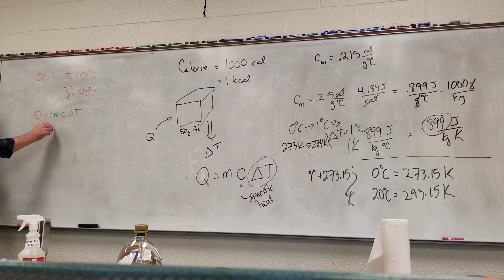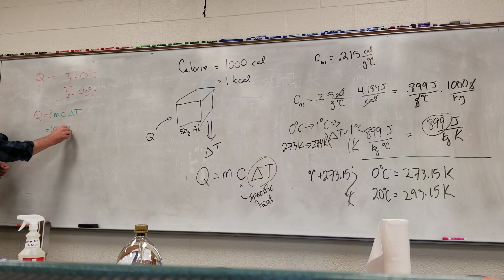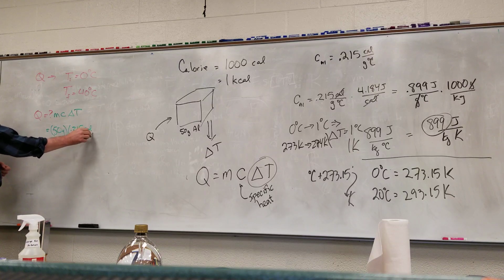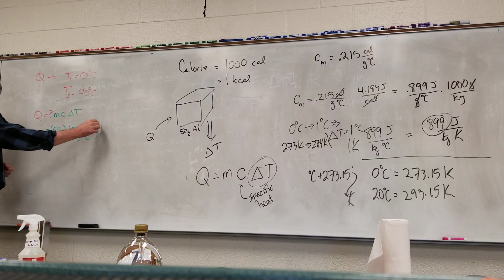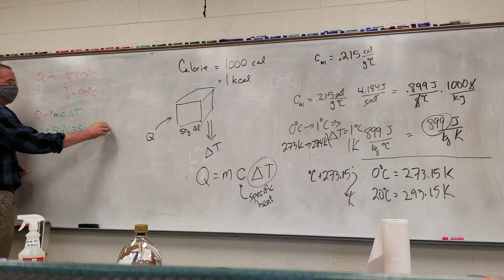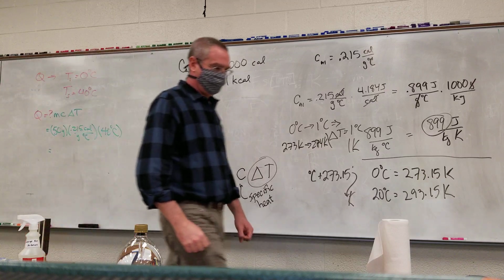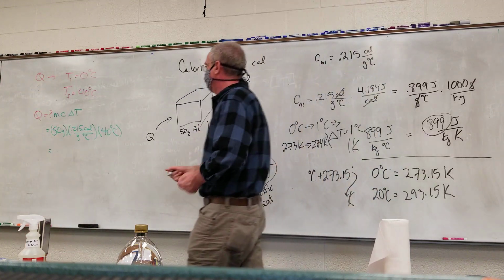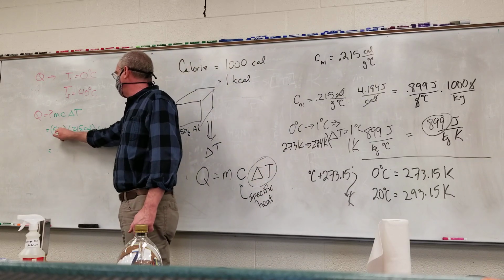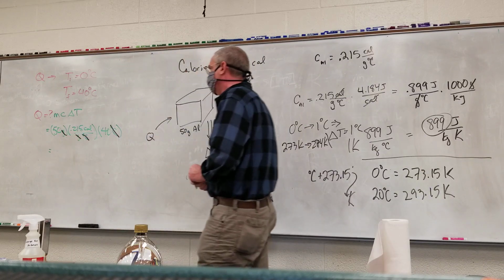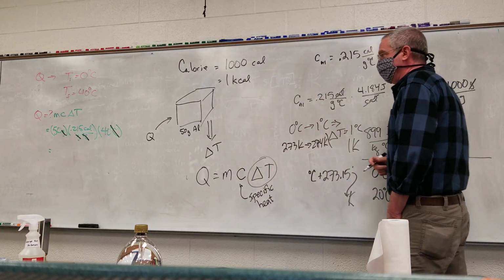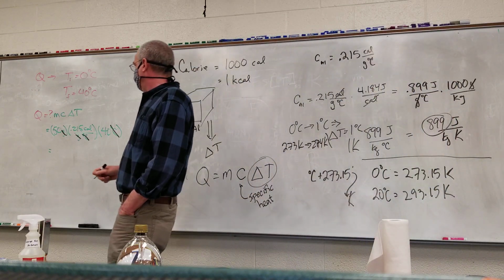My mass, 50 grams. My specific heat, 0.215 calories per gram degrees Celsius. And my change in temperature is 40 degrees Celsius. Celsius cancels out, grams cancels out. And so we're going to be left with calories as my unit of heat.